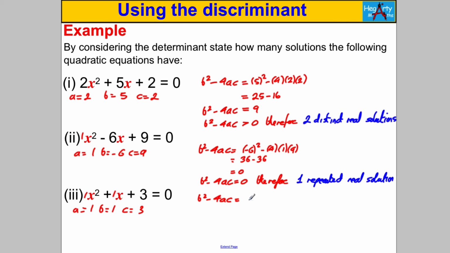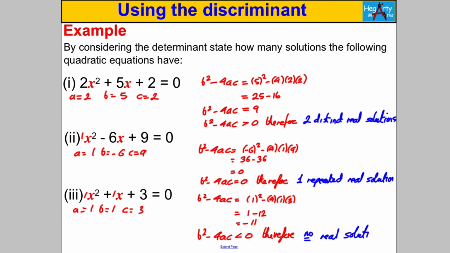It's going to equal b squared, which is 1 squared, take away 4, multiplied by 1, multiplied by 3, which is going to be 1 subtract 12, which is negative 11. So b squared subtract 4ac is a negative number, it's less than 0. Therefore, we can state, without any extra work, there are no real solutions. And there you go, we've done that problem. And that's how you can use the discriminant to tell you how many solutions you're going to have.